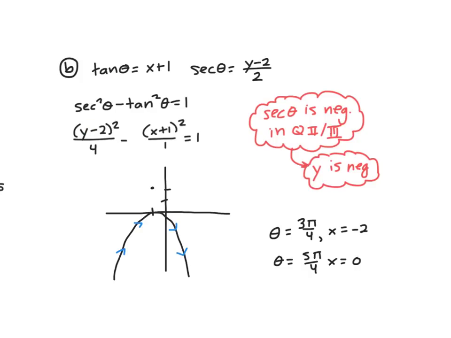So our hyperbola has a center at -1, 2. Our a value is 2, so I moved down 2, and that's my vertex. So I know that I have something that looks like this. And I tested 2 points. When theta is 3 pi over 4, I plug that into our x value, and x is -2. And when theta is 5 pi over 4, x is 0. So I can see that my graph is moving in this direction.